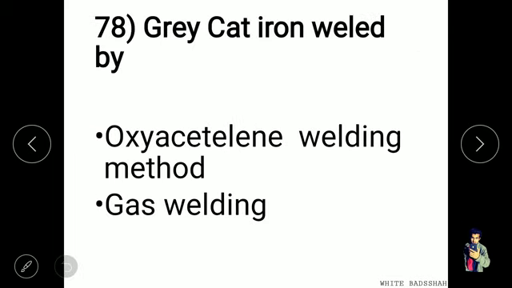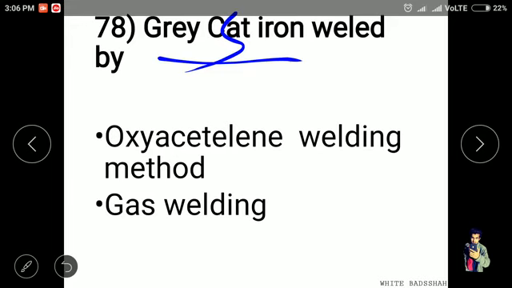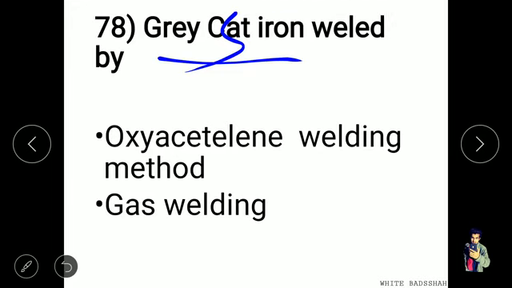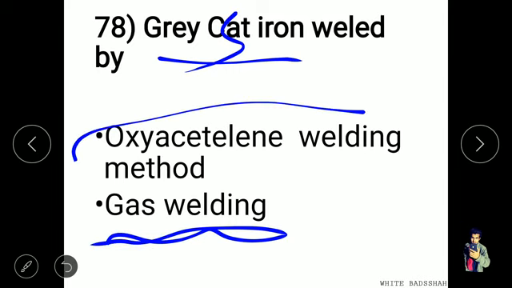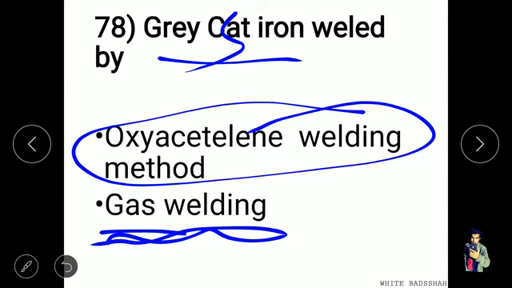Now, grey cast iron is welded by the oxyacetylene welding method. Also, if it is not in the options, then the correct answer is gas welding.